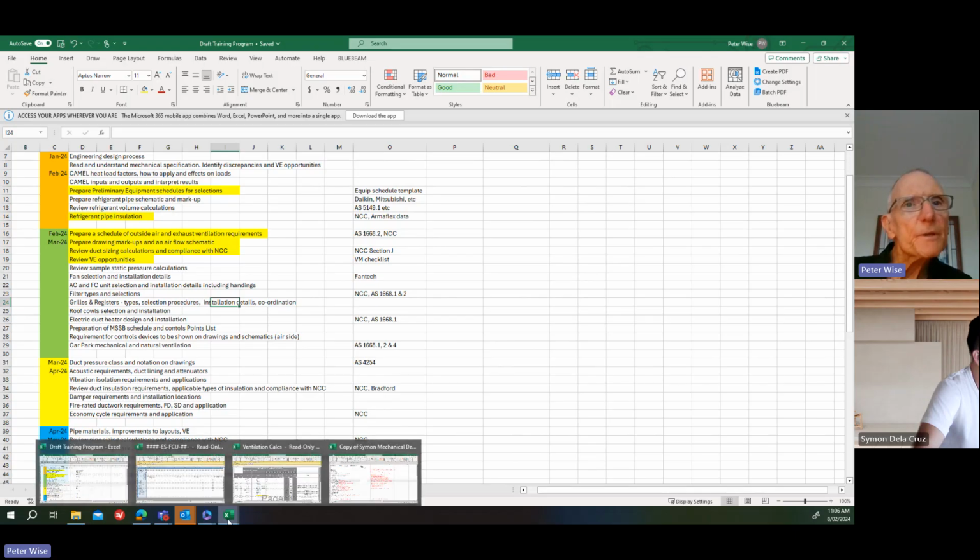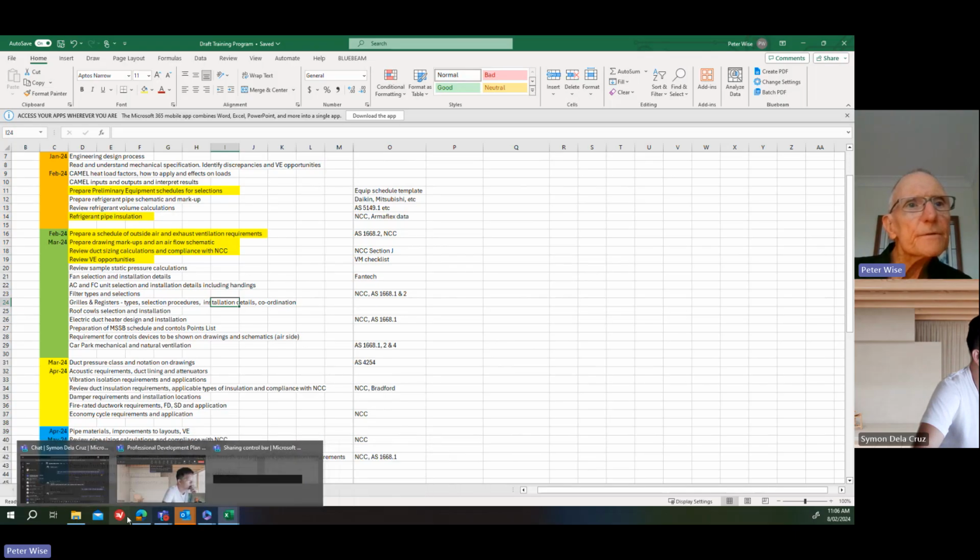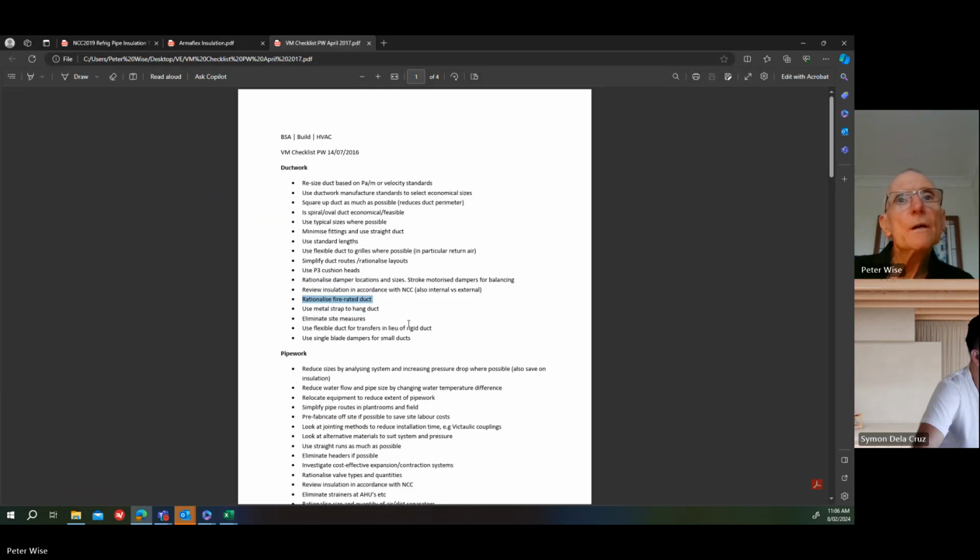We were talking about VE, so we'll go back to that. To finish off the VE, we put there: use metal strap to hang duct where you can. You're probably already familiar with that. There's an Australian standard for supporting ductwork, and metal strap is acceptable for certain sizes, not for all sizes. When you get over a certain size, you have to use steel angles.